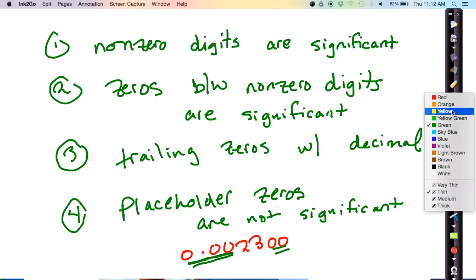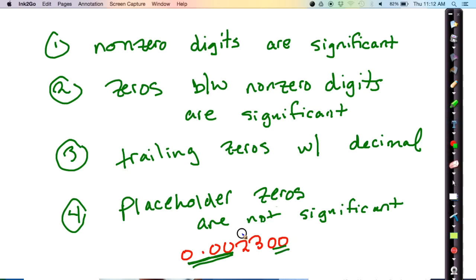So if we're counting our significant figures in this number, the 2 and the 3 because they're non-zero, and then the zeros that follow, trailing zeros with a decimal, rule number 3, are all significant. So we would have 4 significant figures in this measurement.